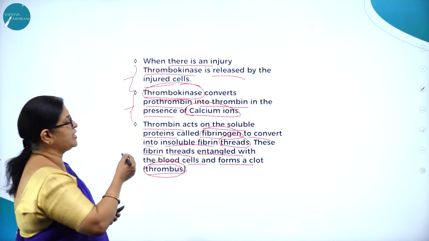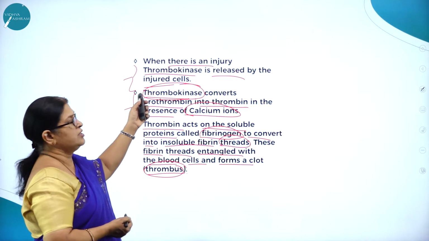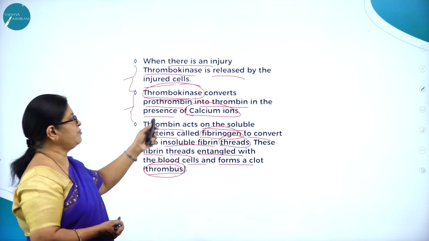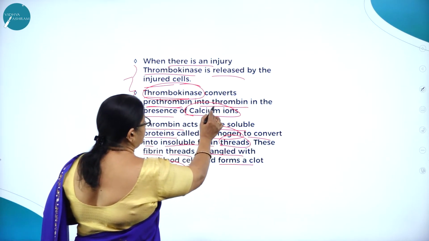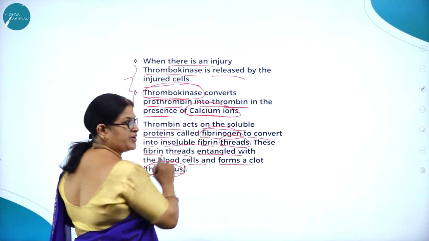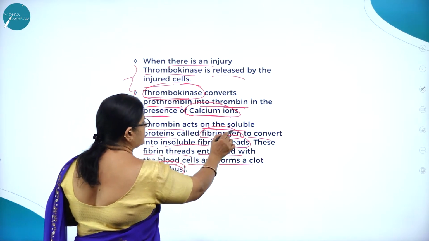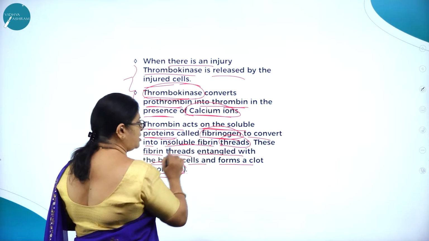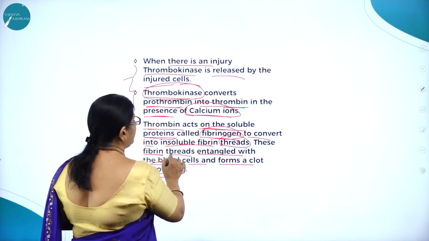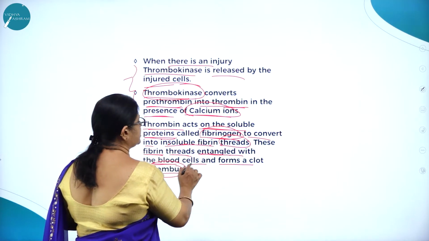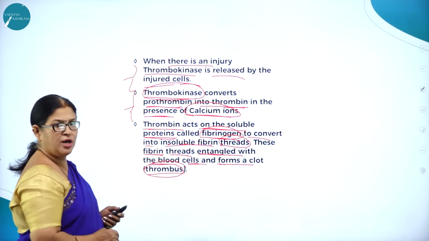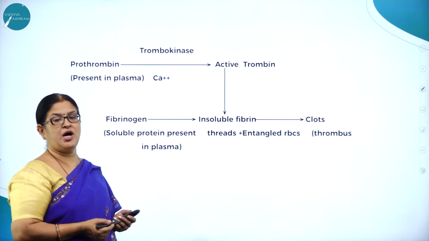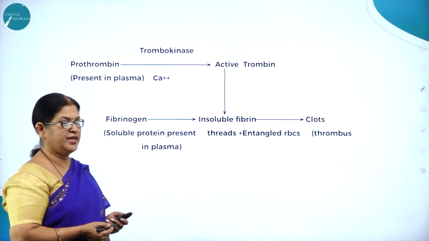Imagine, for example, when there is an injury, thrombokinase is released by the injured cells, and this thrombokinase converts prothrombin into thrombin in the presence of calcium ions. Thrombin acts on the soluble proteins called fibrinogen to convert them into insoluble fibrin threads, and these fibrin threads entangle with the blood cells and form a clot called thrombus. Now, diagrammatically, we'll see the representation of how the process of clotting takes place.